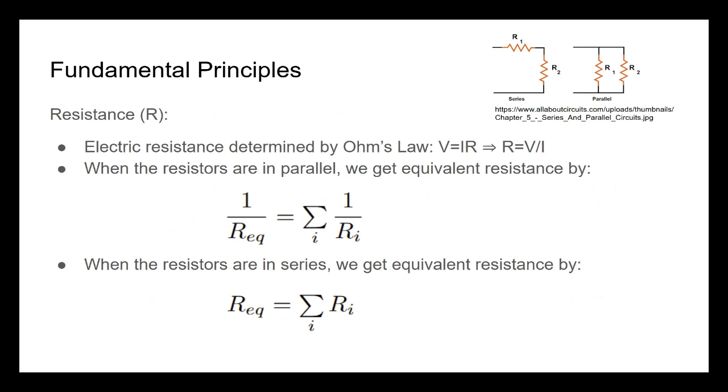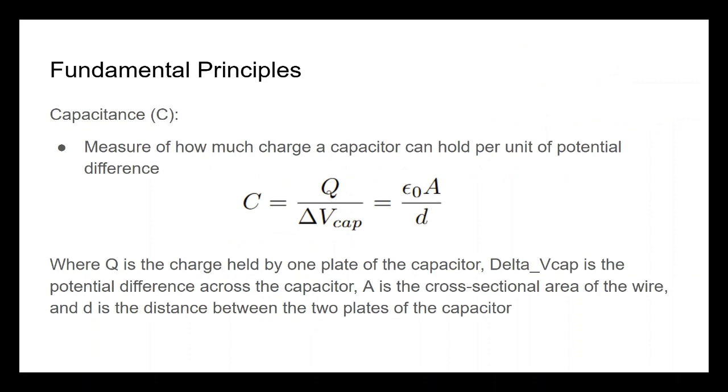There's also the idea of resistance, which is determined by Ohm's law, where resistance is voltage over current. When resistors are in parallel, you get this weird equivalent resistance formula that you can add up. And in series, it's a little bit easier. You just straight up add them up. And then there's the idea of capacitance, which is how much charge a capacitor can hold per unit of potential difference. So it's charge over the delta of the potential difference, or just epsilon zero times the area of the capacitor plate divided by the distance between the two plates.